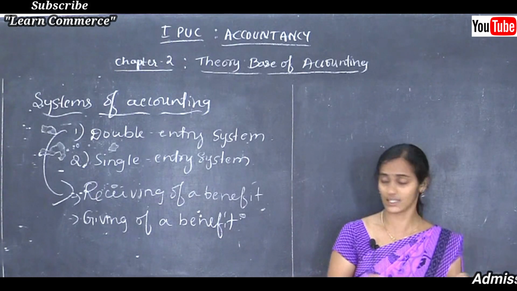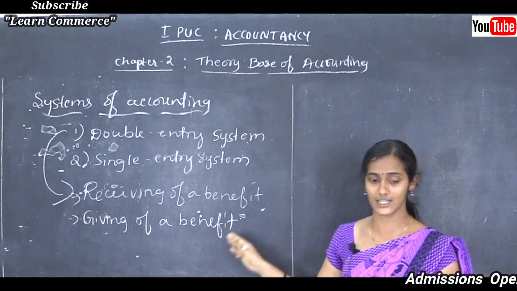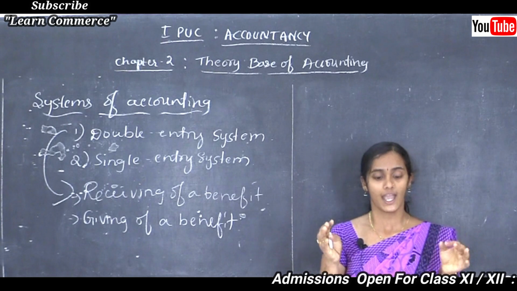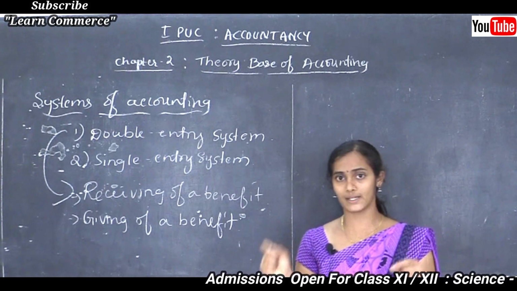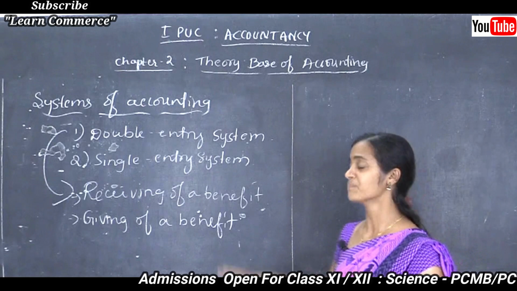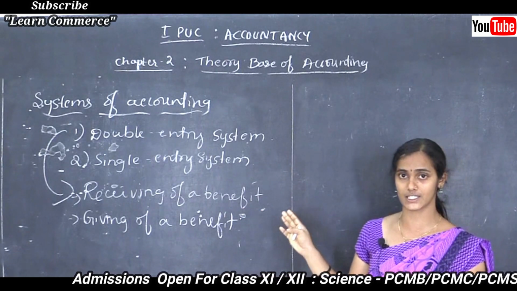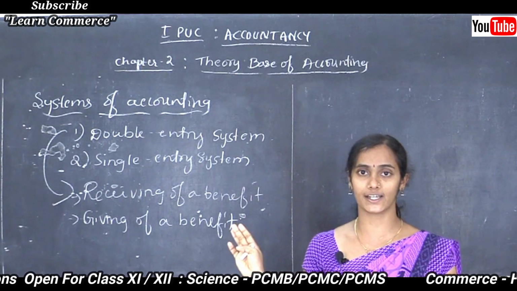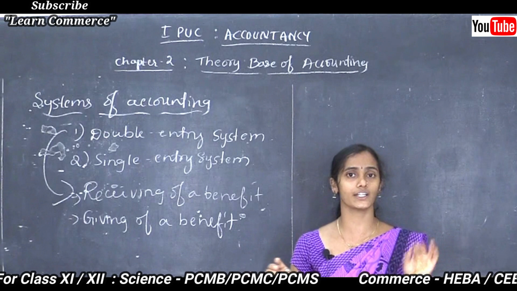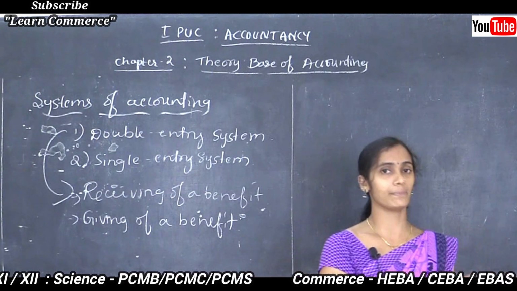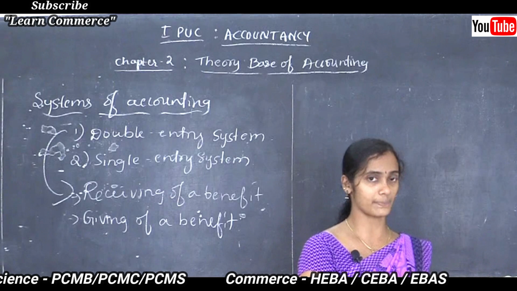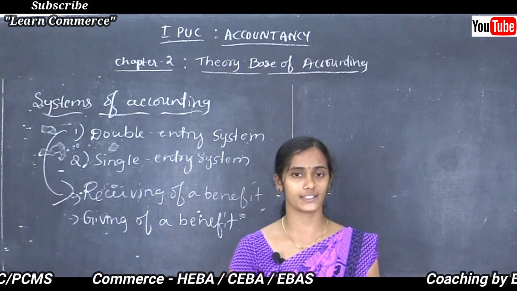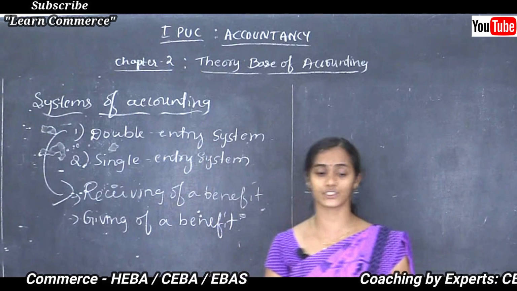This is considered a basic principle, and it should be followed: every debit must have a corresponding credit entry. According to the double entry system, every debit must have the corresponding credit entry, meaning it should be recorded in two different places. One amount is recorded under the debit side, and the same amount should be recorded under the credit side. That is the double entry system of accounting.